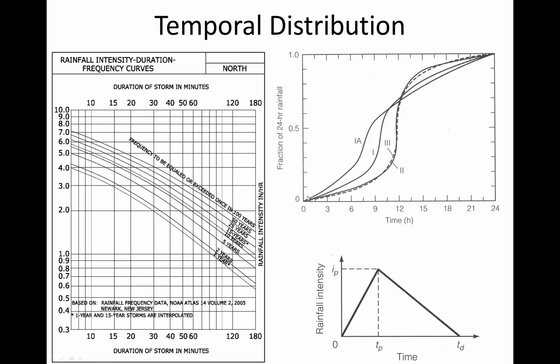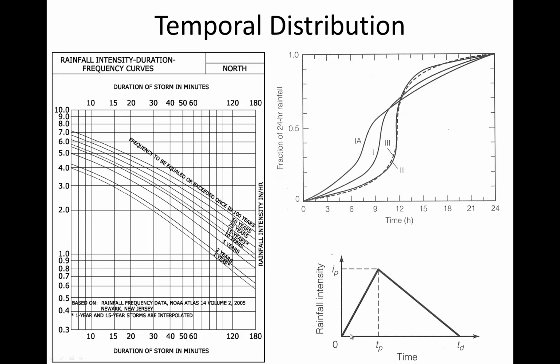In some parts of the country there really isn't quite as steep a section. This Type 1A storm isn't ever as steep as we can sometimes see in Zone 2 or in Zone 3. So temporal distribution is talking about the distribution of rainfall during the rainfall event's time.